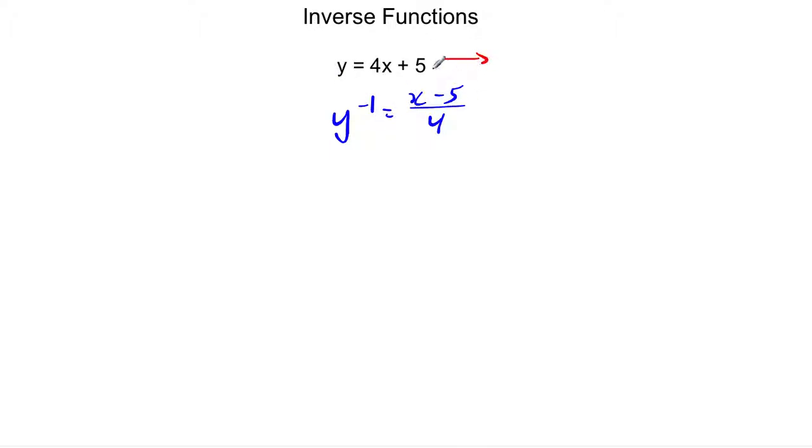Now, if I plug into this function x is equal to 2, that's going to give me y is equal to 13. Well, notice with the inverse function, if I plug in x is equal to 13, I get that y is equal to 2. So what an inverse function does is it switches the input and the output. It switches the x and the y variables, what we get in, what we get out.